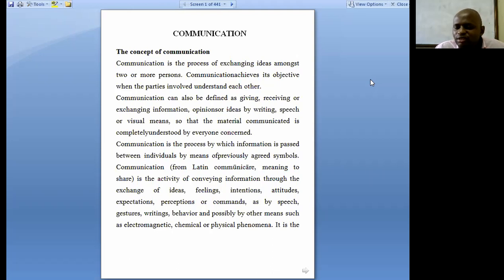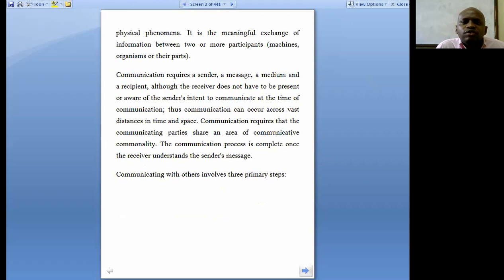And one of the things that the Latin communicare insists on is the use of electromagnetic or chemical or physical phenomena. So you can use any electronic means, so that at the end of the day, you'll be able to reach your audience when you are communicating. So it is the physical phenomena. It is the meaningful exchange of information between two or more participants.